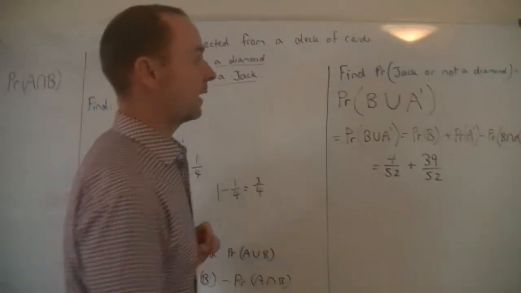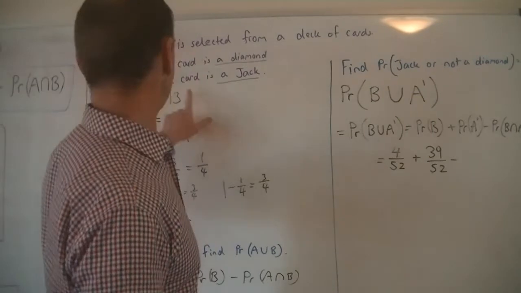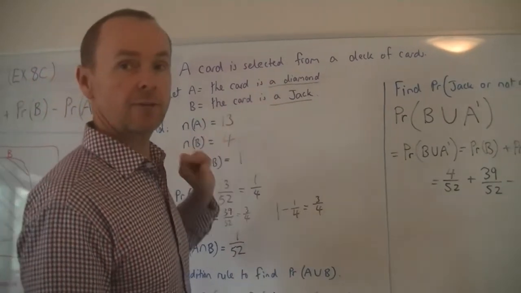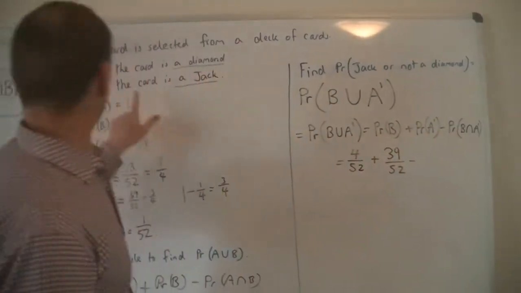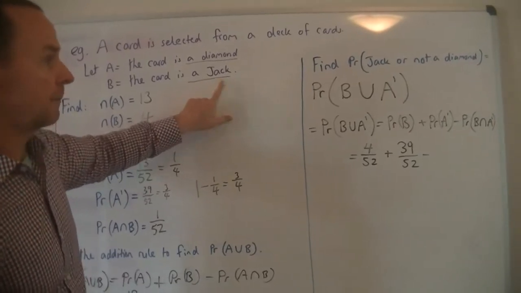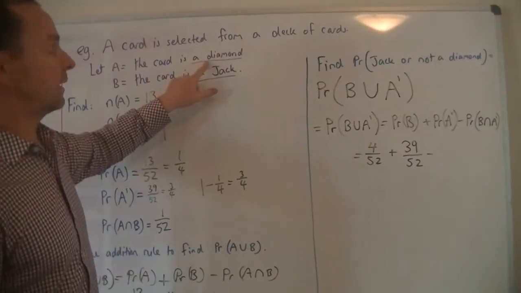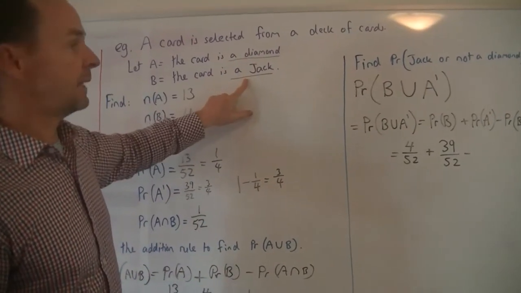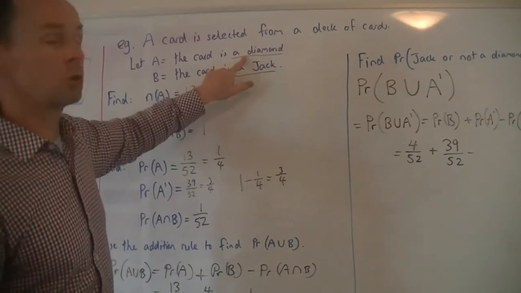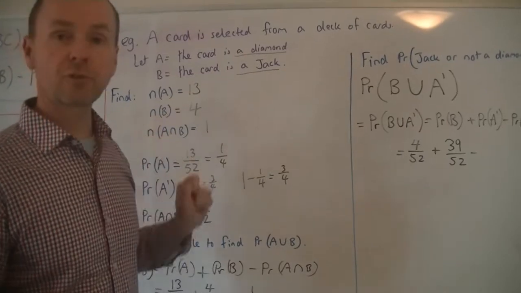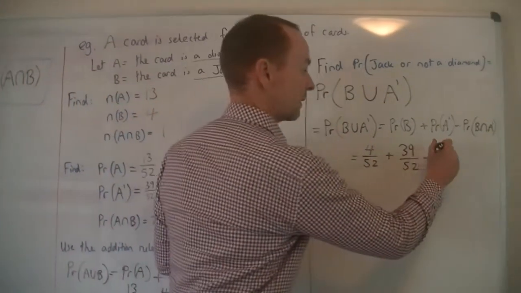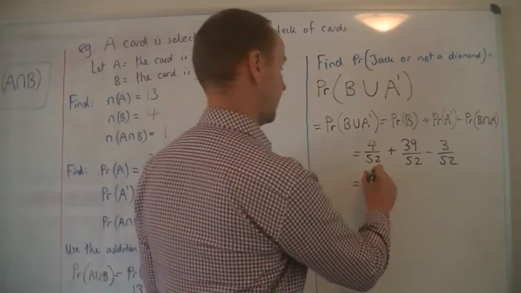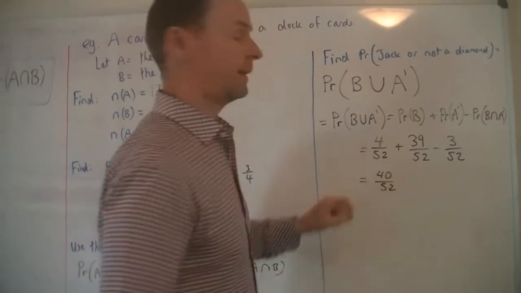And then we've got to work out minus the probability of B intersection A dash. So the card's a jack, and it's also not a diamond. Have a think about this. B says the card is a jack. B is a jack. And A is a diamond as well, so A dash would mean it's not a diamond. So we've got to think, how many cards in the deck are there that are jacks, but not diamonds? Well, there's one that is a diamond, so there's 3 other jacks that are not diamonds. So that must be 3 out of 52. So we add these together, and I get 40 out of 52, and you can simplify that.